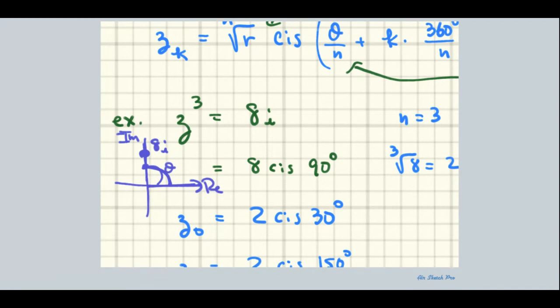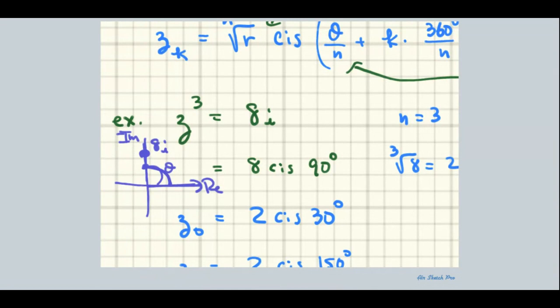The idea here is the distance from the origin is 8, and the angle from the positive real axis, which is normally the positive x-axis, is 90 degrees. And that translates to 8, 90 degrees in polar coordinates. But for calculation's sake, we use the cis form.